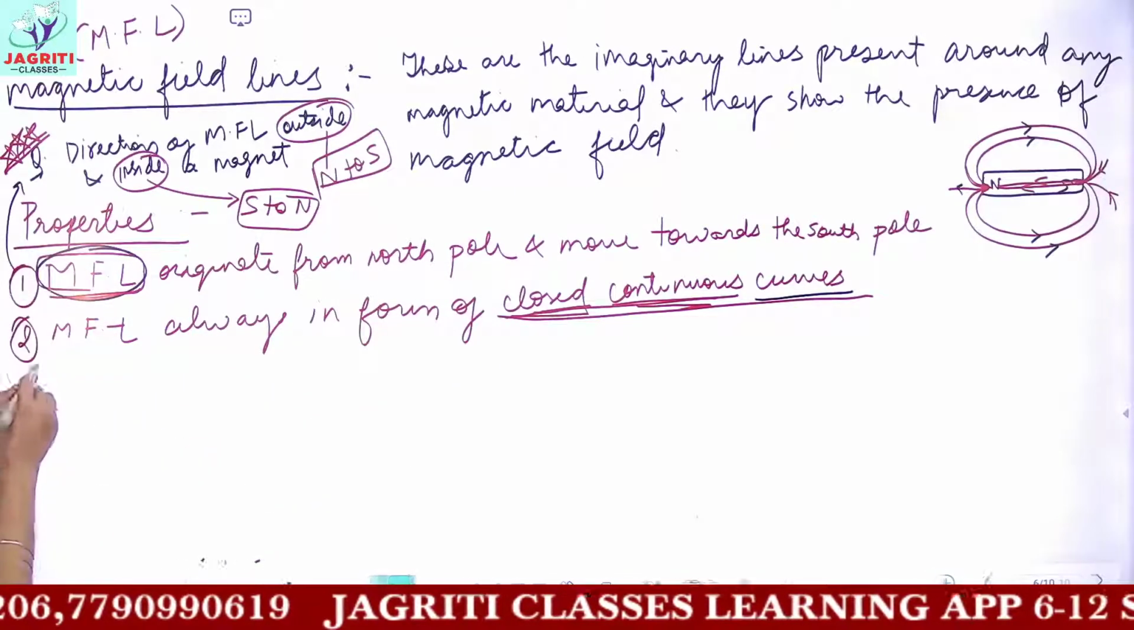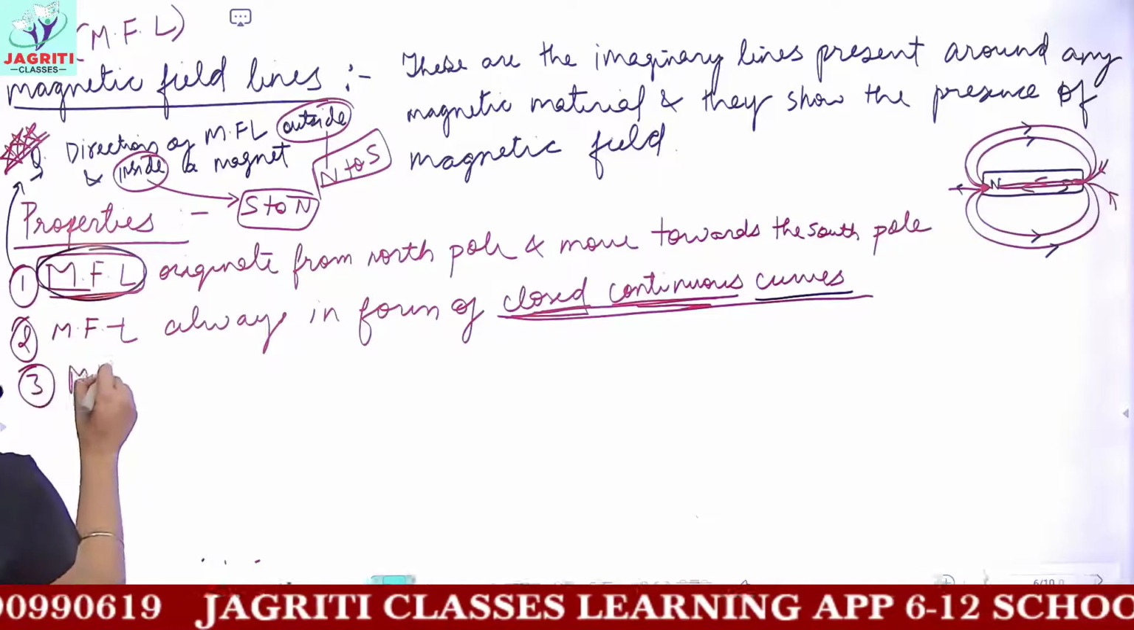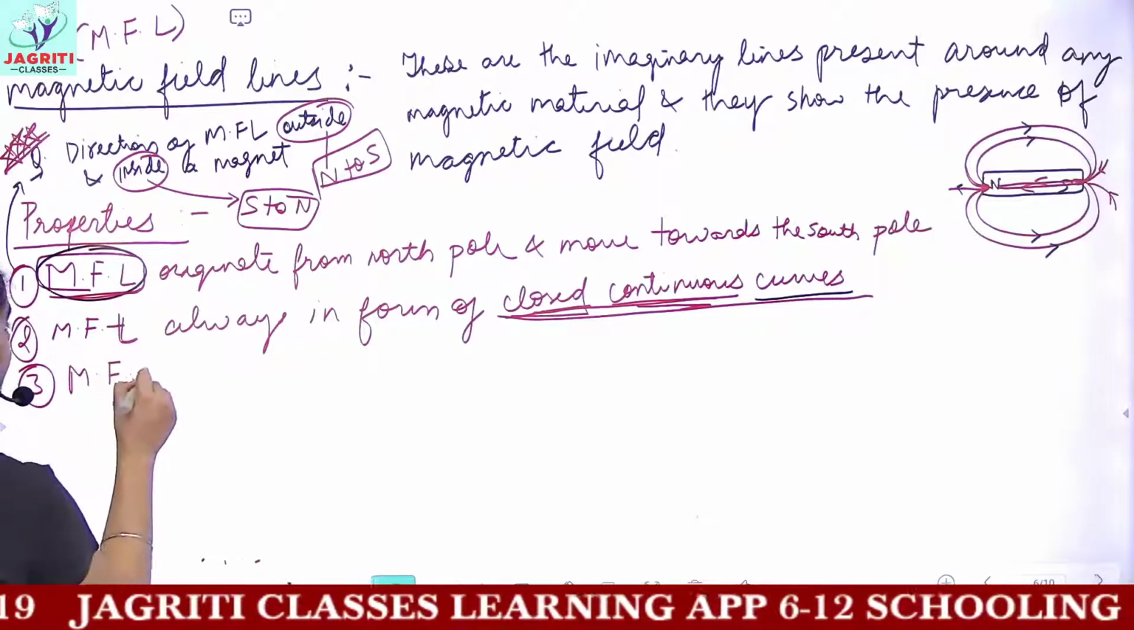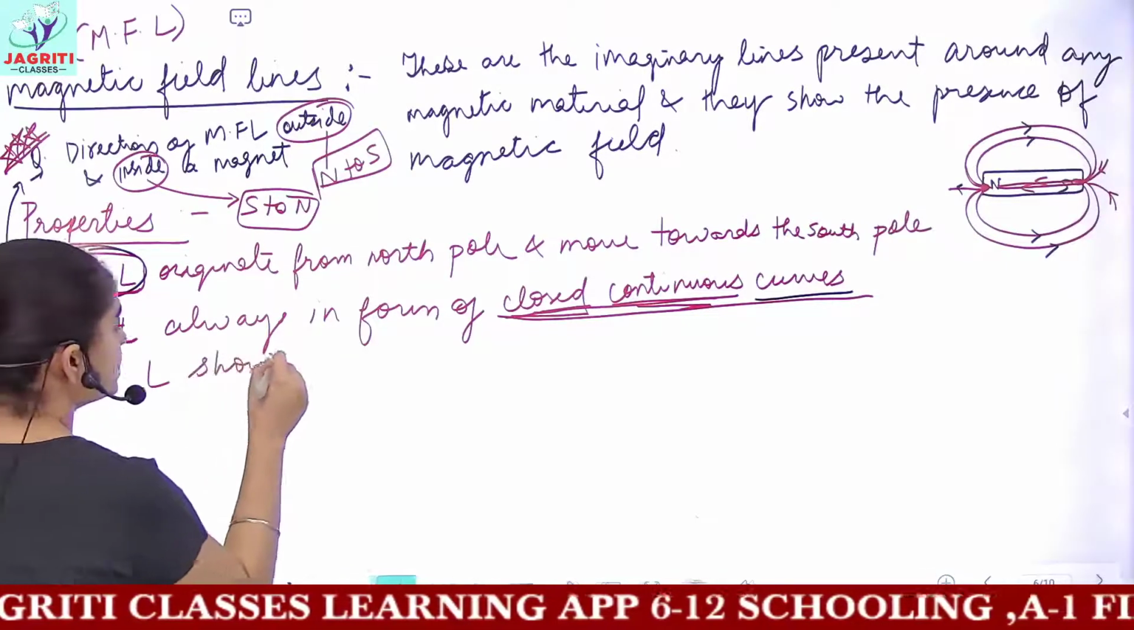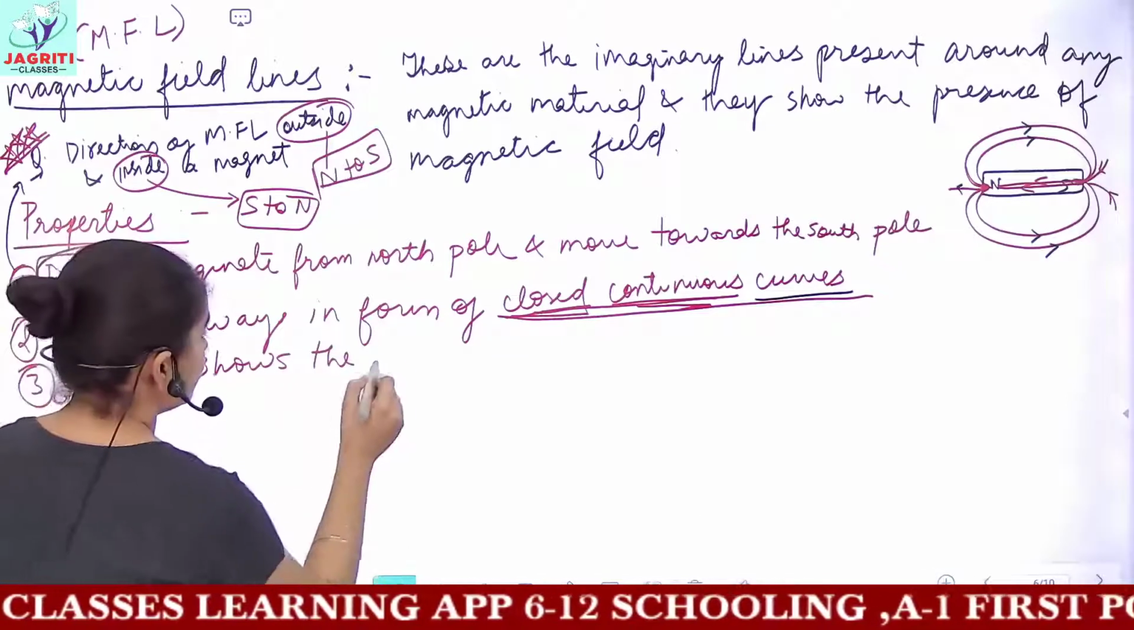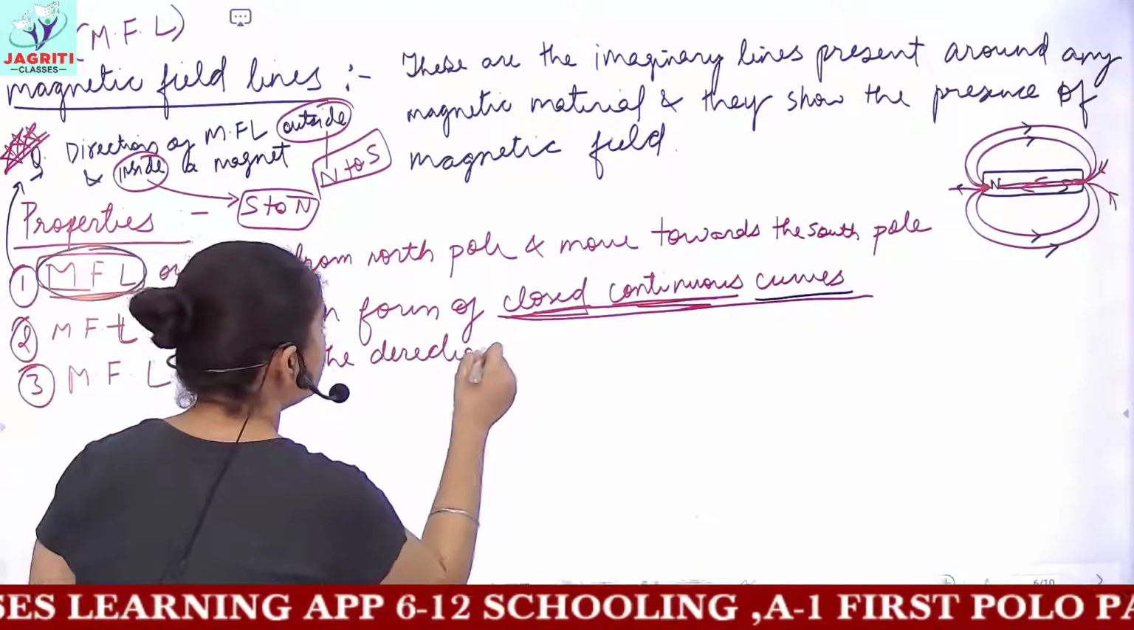So the next property of magnetic field lines is that magnetic field lines show the direction of magnetic field at a point.